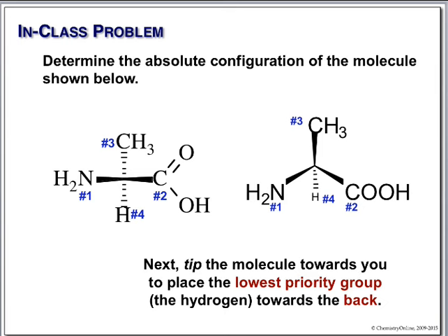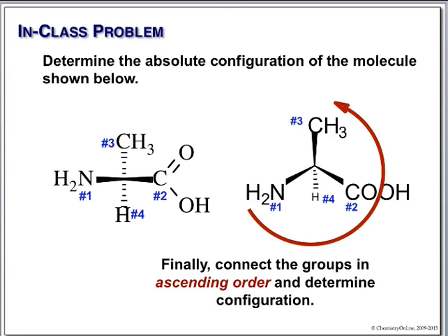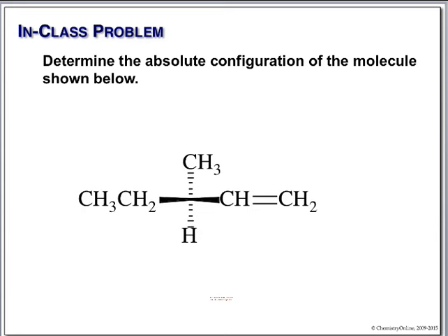So now it's simple. Our priorities are 1, 2, 3. So what do we do? We connect 3 dots. And the toughest part is this clockwise or counterclockwise. No fair looking at the clock. This is going counterclockwise. The absolute configuration here is S. Now that was fun, right? Let's do it 1,000 times now. Go ahead, assign your priorities.